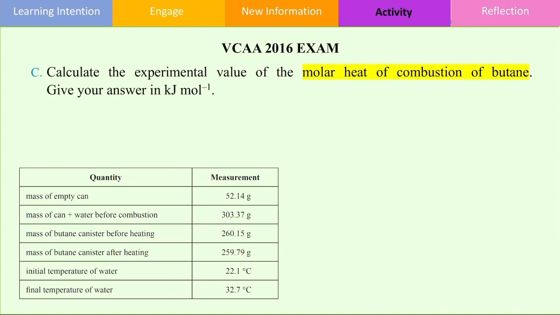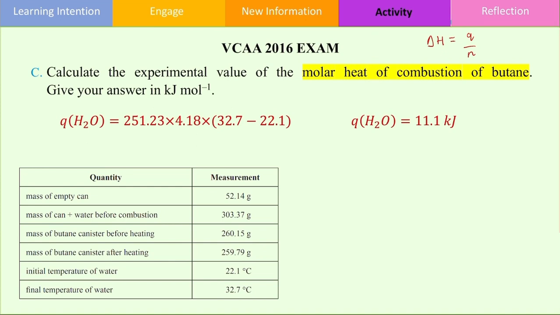In part C, we are trying to calculate the molar heat of combustion of butane. So that means we are going to be using the formula delta H is equal to Q over n. From the previous question, we've already calculated what was the amount of energy absorbed by water. In this particular question here, we're assuming that all of the energy that is absorbed by water is the same amount of energy that is released from the combustion of butane.